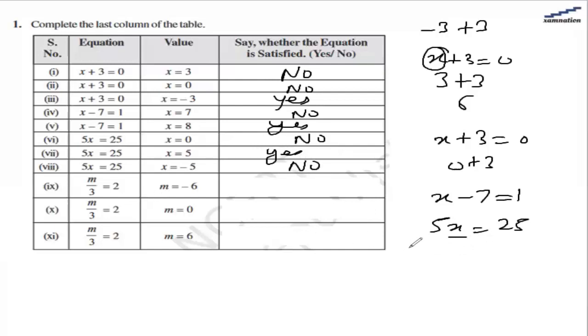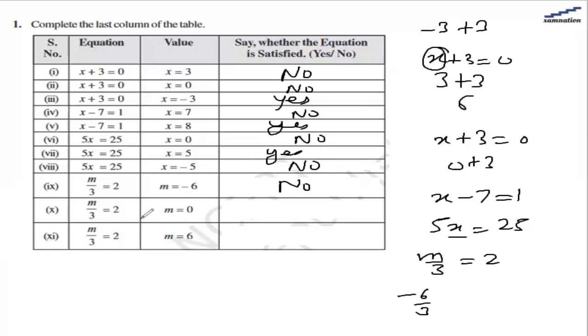For the ninth part, we have m by 3 is equal to 2, and the value given for m is minus 6. So when we replace m with minus 6, we get minus 6 by 3, which is minus 2. So on the left hand side we have minus 2, whereas on the right hand side we have plus 2. So this equation is not satisfied.